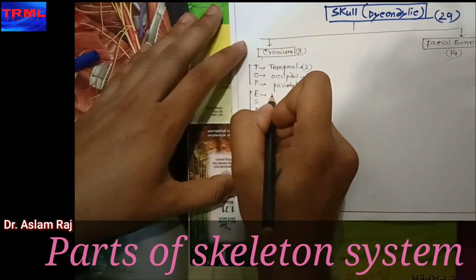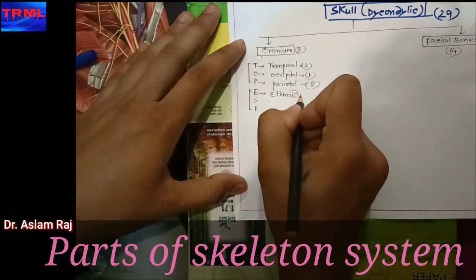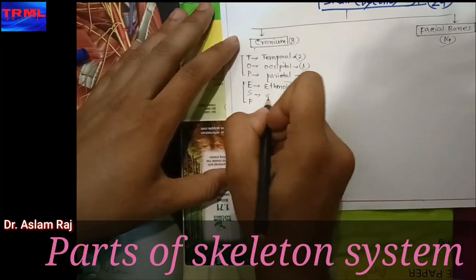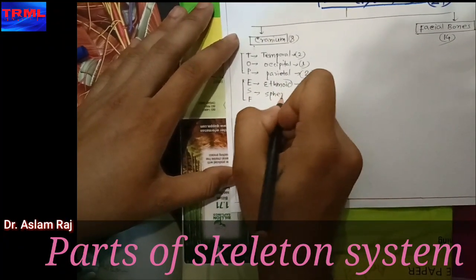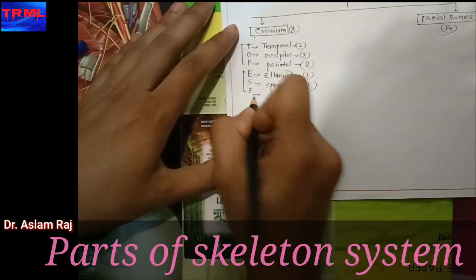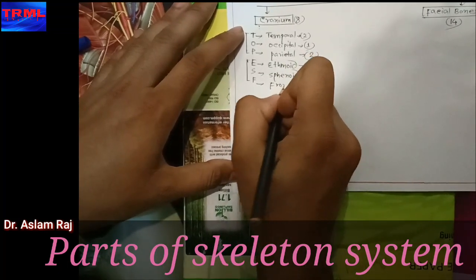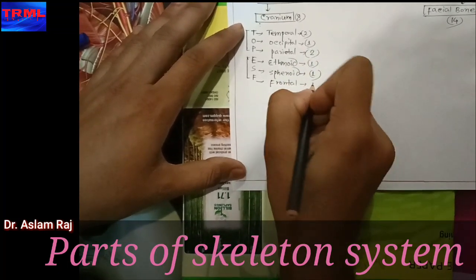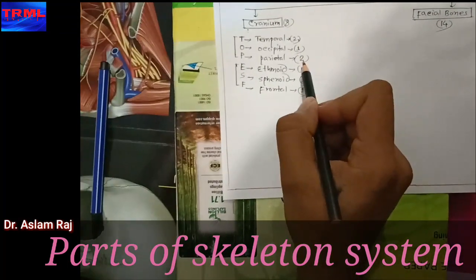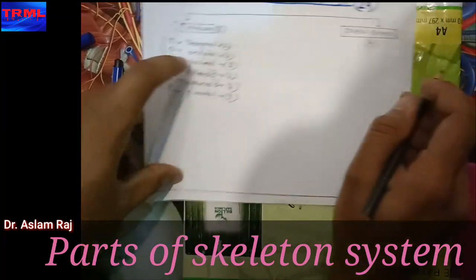Then ethmoid. Ethmoid bone is a single bone, 1. Sphenoid bone is also a single bone, 1. F for frontal bone. Here frontal bone is also 1. Here total 6 types of bones and total number of bones is 8.